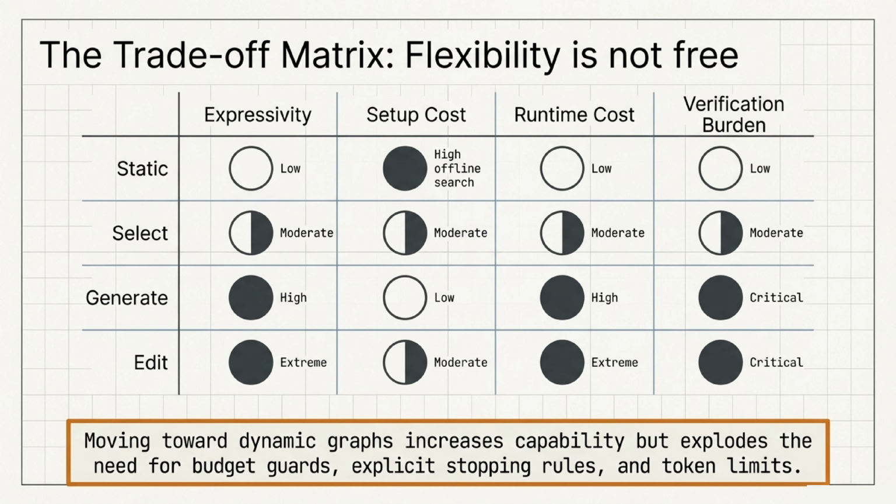Flexibility is not free. As you move from static to select, generate, and finally edit, your expressivity goes up, but so do your runtime costs and your verification burden. Moving toward dynamic graphs explodes the need for explicit stopping rules, budget guards, and token limits.